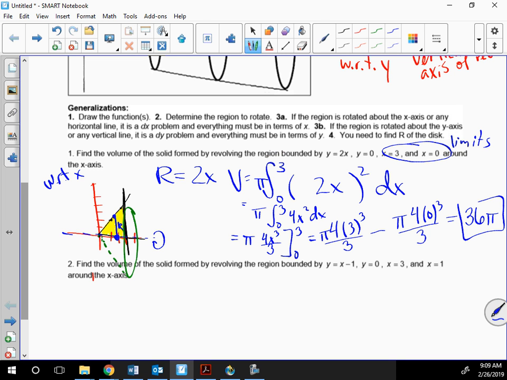Let's see, 3 cubed, we can knock off one of those 3, so it's really just 3 squared is 9, times 4 is 36 pi. Yes. Again, for free response, guys, you do not need to simplify. Please do not simplify. Stop right here.